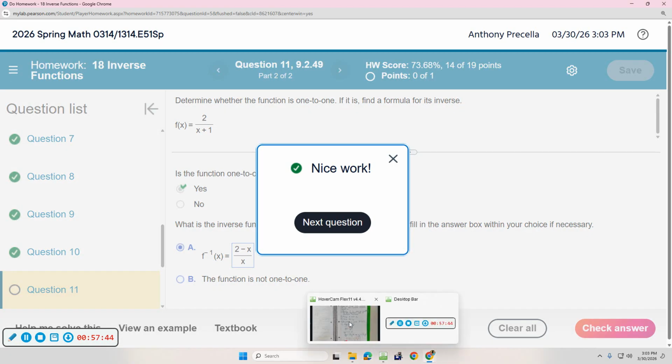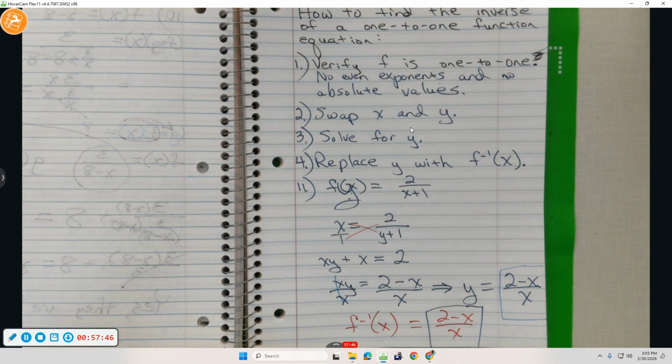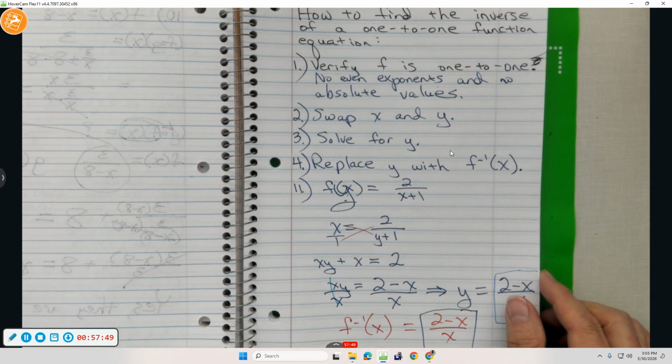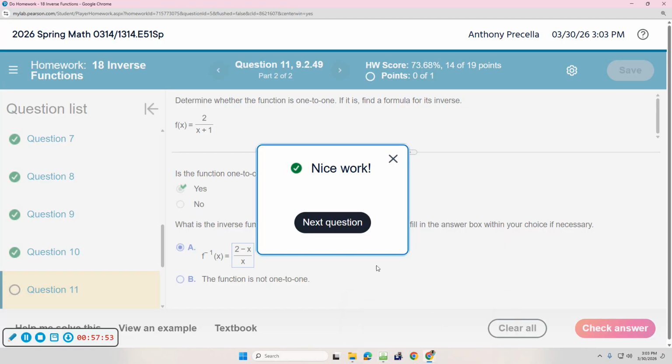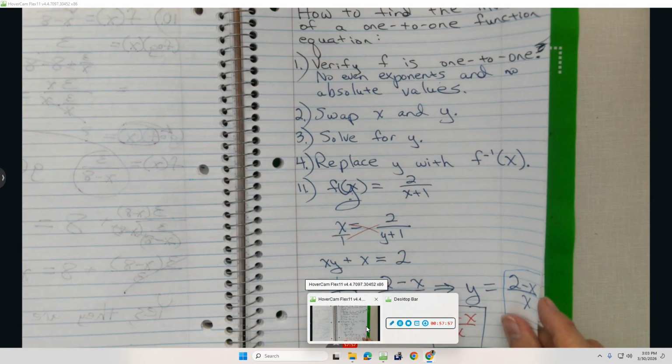Any questions there? Swap x and y, solve for y. And then the step on the other side of y is the answer. Let's do another one.